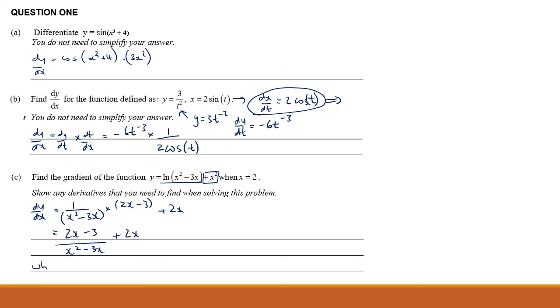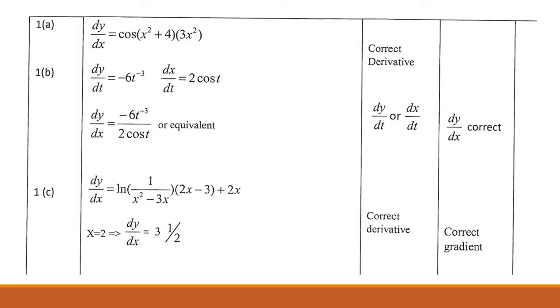Now when x equals 2, dy by dx is going to be 2x, 4 minus 3, over x squared, 4 minus 2 lots of 3, which is 6, plus 2 lots of 2, which is 4. 4 minus 3 is 1, 4 minus 6 plus 4 is negative 2 plus 4, so it's going to be negative a half, plus 4, which gives me an answer of 3 and 1/2.